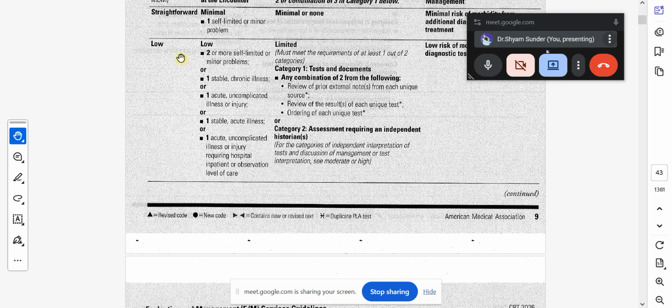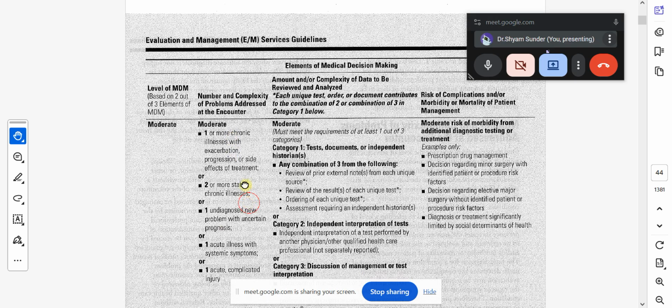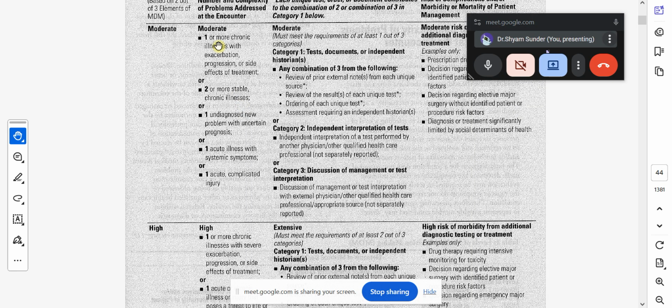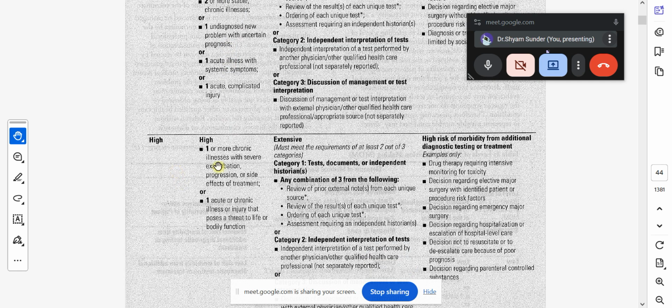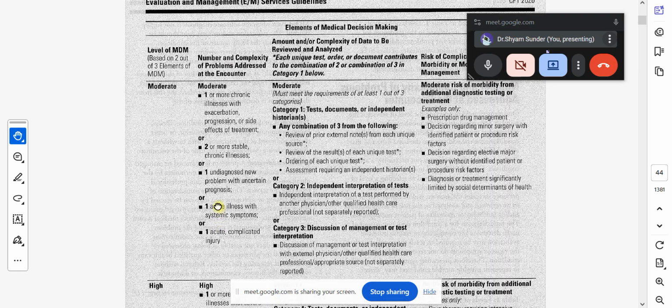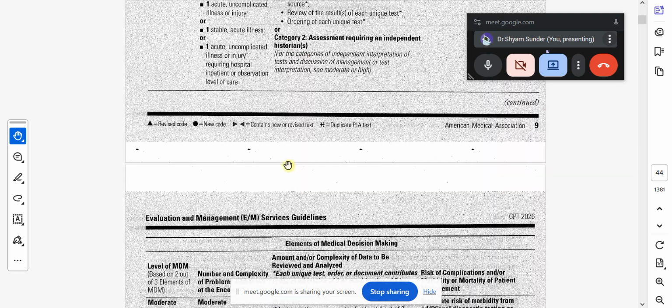So in low MDM, the problems are uncomplicated diseases. They're not complicated diseases. Whereas in moderate MDM, the diseases are complicated. That is a summary of this moderate problem. Whereas high, the problems, whether it is acute or chronic, they are life-threatening in nature. So that is a summary. Now coming to the data.